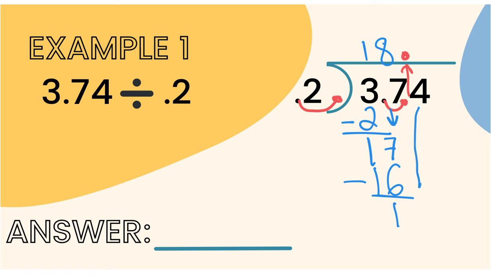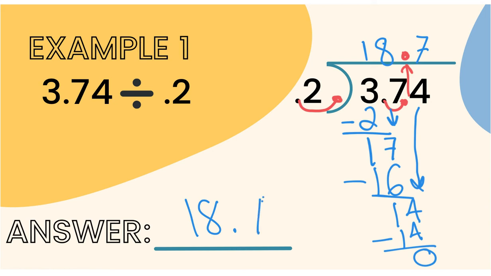Last step, bring down this 4. 14 divided by 2 is 7. 7 times 2 is 14. Subtract, and we get 0. So our final answer is 18.7. Oops, that was a messy 7. Let's write that again. All right, so what we did was we moved the decimal, we brought our decimal up, and then we did regular long division. Let's do another example.